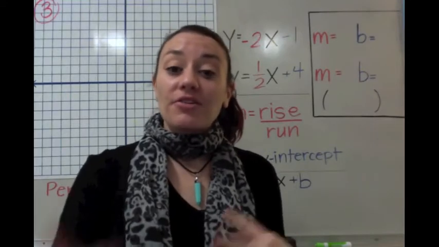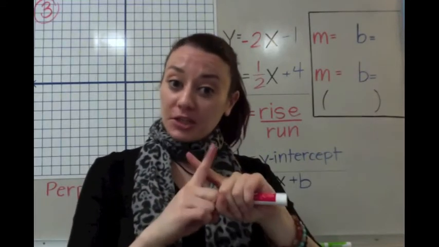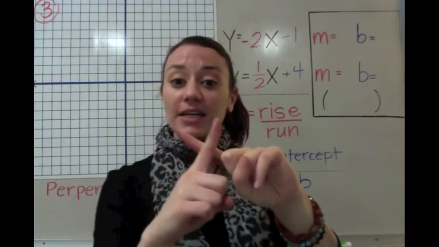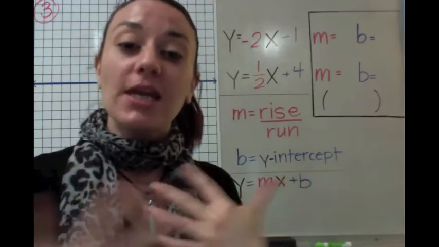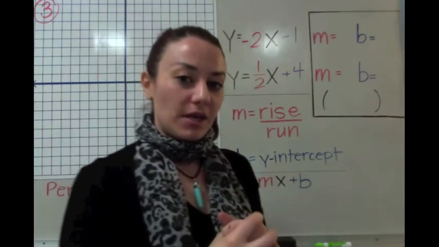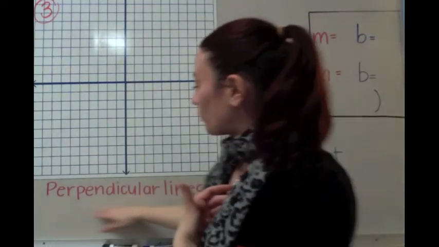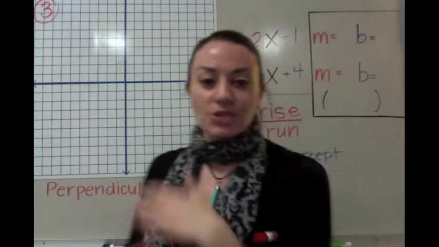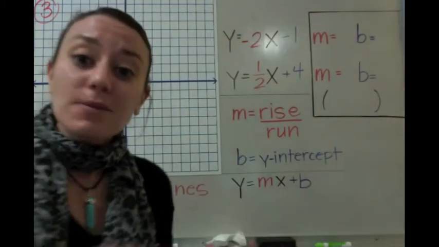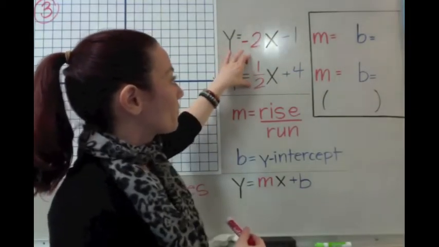Let's take a look at another system of perpendicular lines, which means they're going to intersect at 90 degrees. It's going to look like a T. Let's find out at which point these two lines intersect. First, how do I know that these lines are perpendicular? How do I know that they intersect at 90 degrees? That's because I look at their slopes, right?